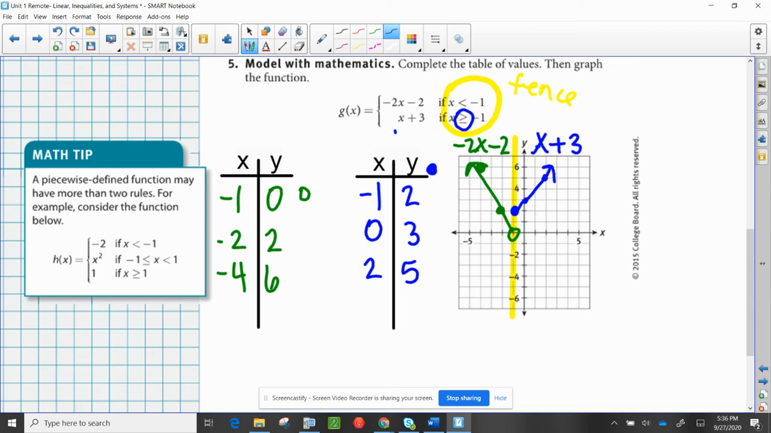So there is our piecewise graph. It's two graphs pieced together to form one picture around one kind of domain restriction.